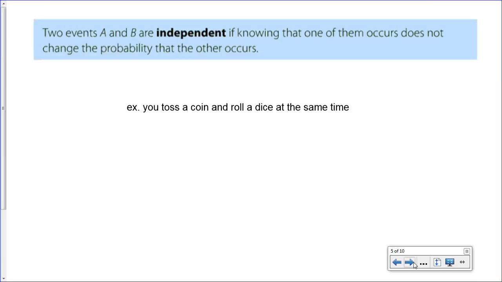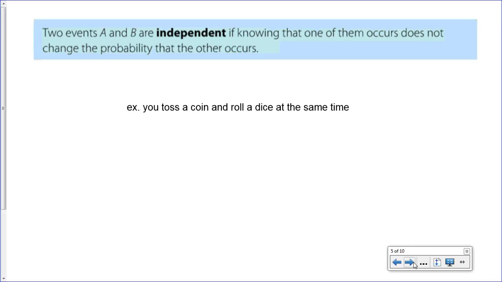Here's a definition that you're going to need to know. So 2 events A and B are called independent if knowing that one of them occurs does not change the probability that the other one occurs. So we would say the events are independent, like tossing a coin and rolling a dice, because when you toss a coin, it's not going to affect the probabilities of your dice roll and vice versa. Something that wouldn't be independent would be like if you pull out the King of Hearts and then you don't put it back in, now you reach back into the deck of cards to pull out another one, your subsequent probabilities will have changed because there's only 51 cards remaining in the deck.